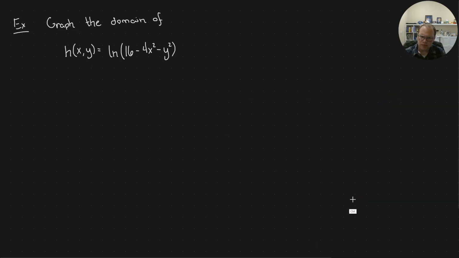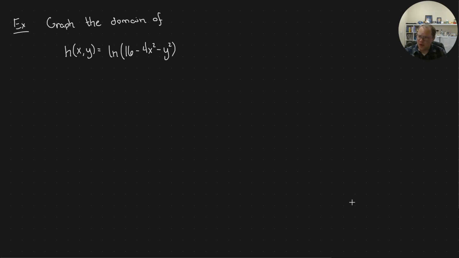Let's do one more. Here I want to graph the domain of the function h of xy equals natural log of 16 minus 4x squared minus y squared. All right, so again, we need to look for where the function breaks. In this case, I don't have any zeros in the denominator. That could happen, right? I don't have a denominator, so a 0 in the denominator is not a possibility.